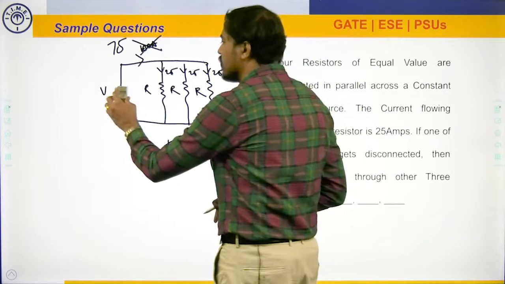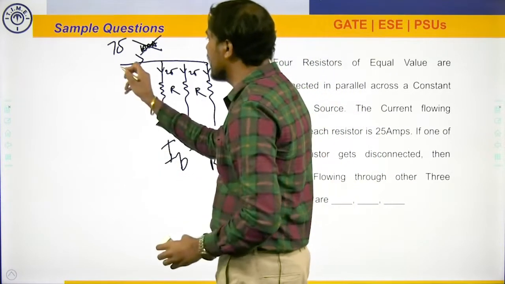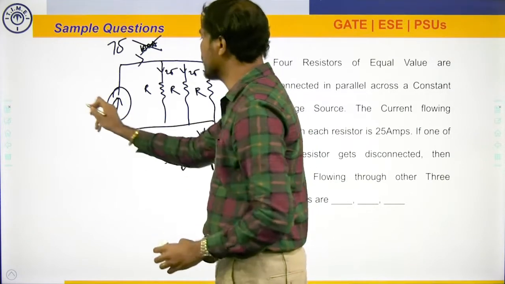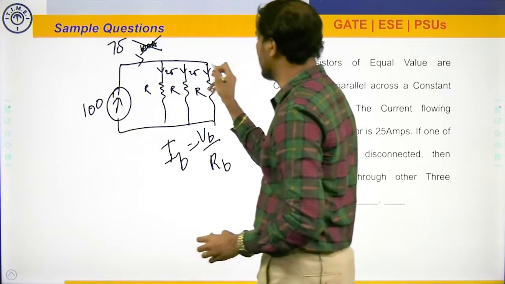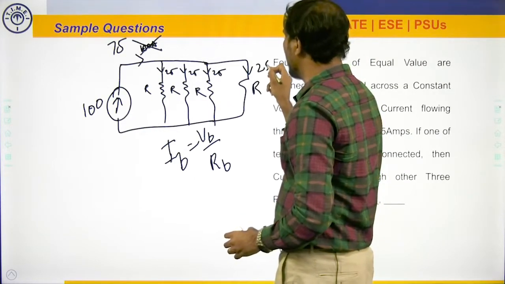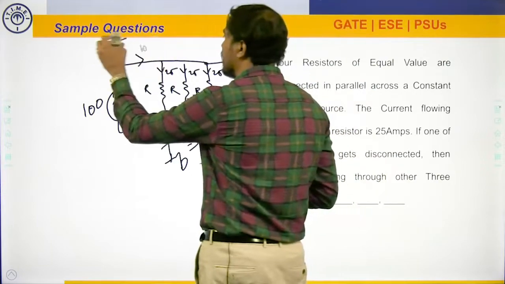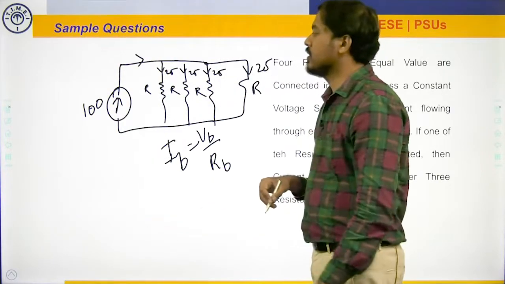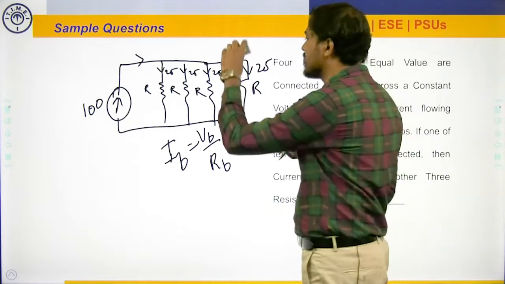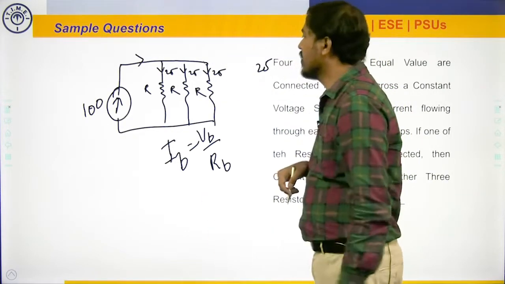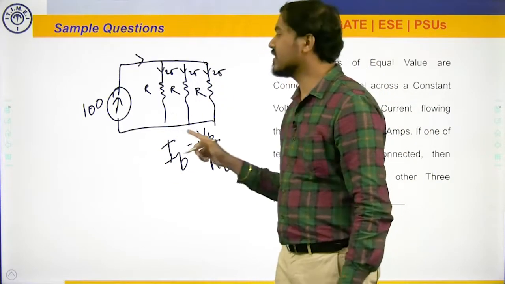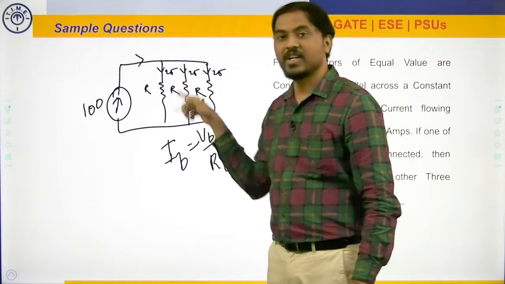Now, let me make one small modification in this question. Instead of a constant voltage source, imagine I am connecting a constant current source of, say, 100 amperes, with resistors R and each branch carrying 25. In this case, if one of the resistors gets disconnected, what will be the current through the remaining 3 resistors? Here the currents are going to be 100 by 3, 100 by 3 and 100 by 3.